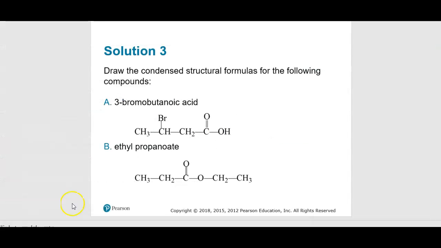Let me just check to make sure. 14.5 is amines. Yes, it's going to be amines.